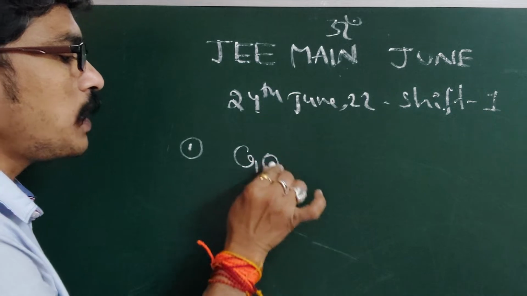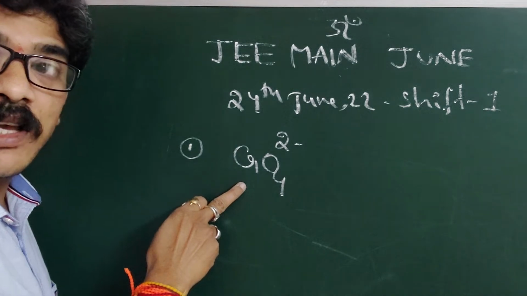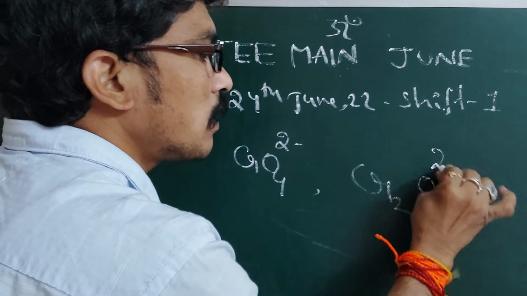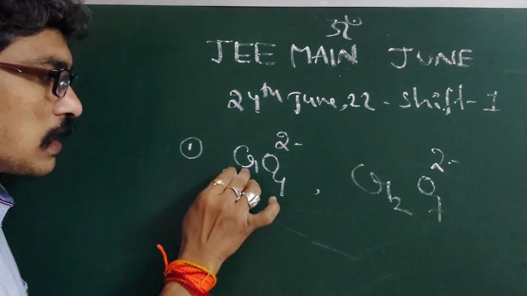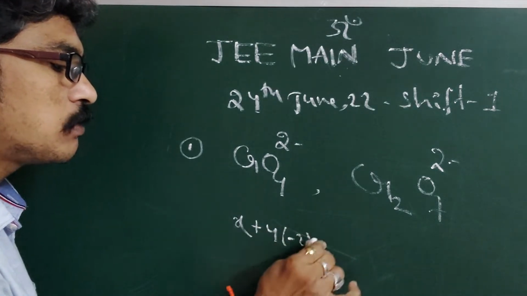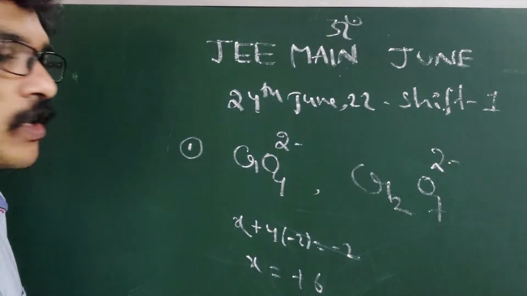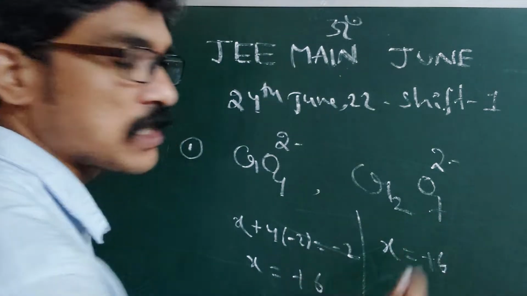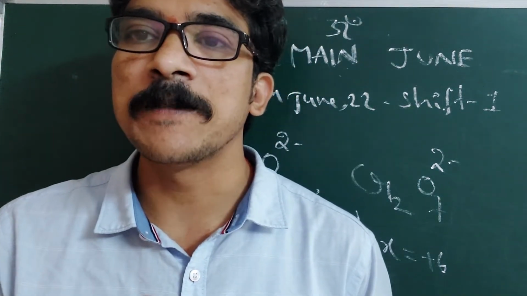Yes, we know the chromate formula is CrO4 2-, whereas the dichromate formula is Cr2O7 2-. Find the oxidation state of chromium. Let us assume the chromium oxidation state is X. We know oxygen is -2. 4 into -2 is -8, so with the 2- charge, the oxidation state of chromium here is +6. Whereas in dichromate, calculating like this, the oxidation state of chromium is again +6. Therefore, the change in oxidation state between chromate and dichromate is 0.